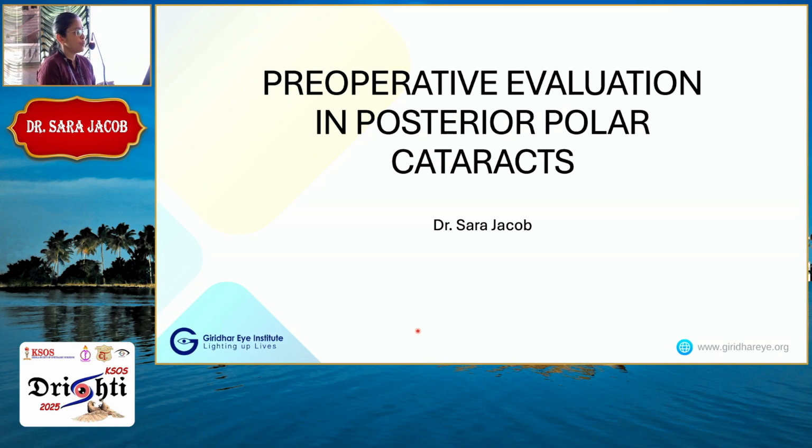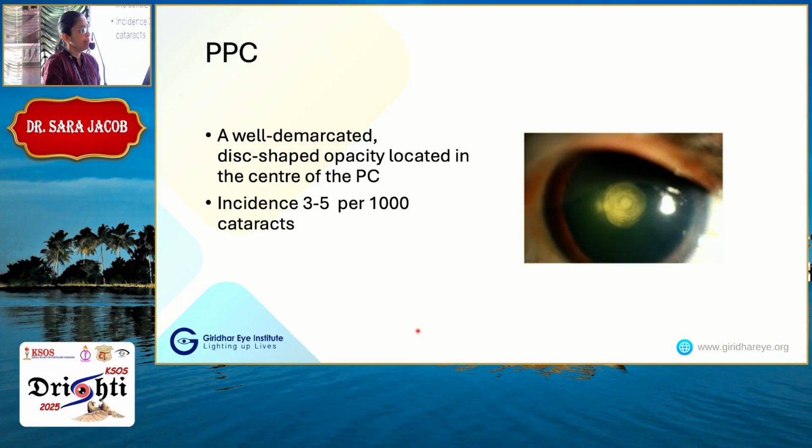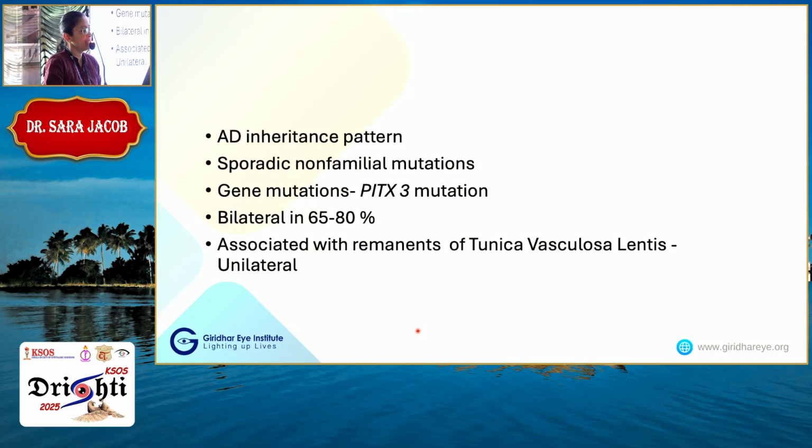KSOS for this opportunity. The first topic is preoperative evaluation in posterior polar cataracts. Posterior polar cataract usually presents as a well-demarcated disc-shaped opacity located in the center of the posterior capsule. It is a rare form of congenital cataract.